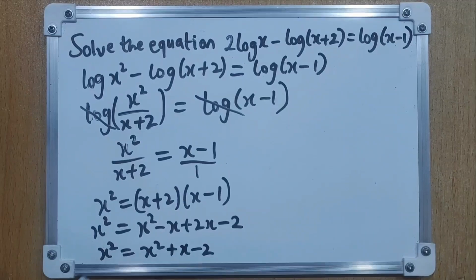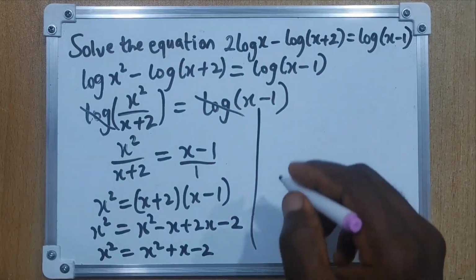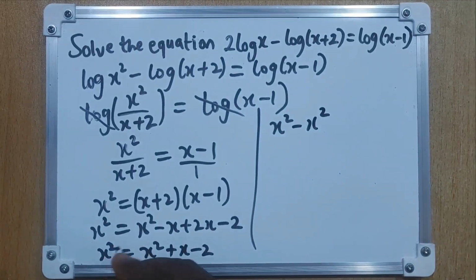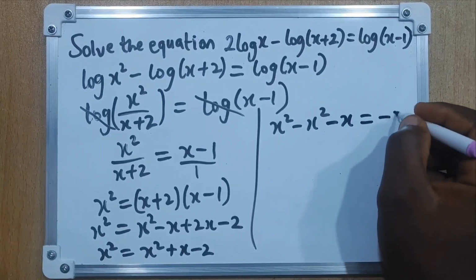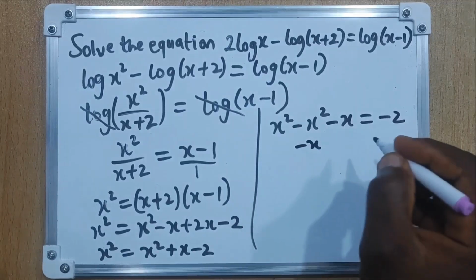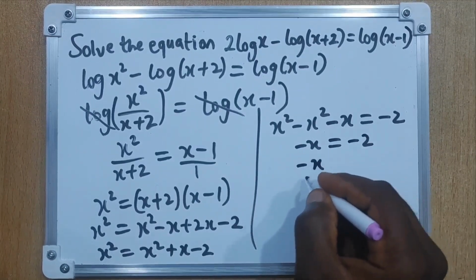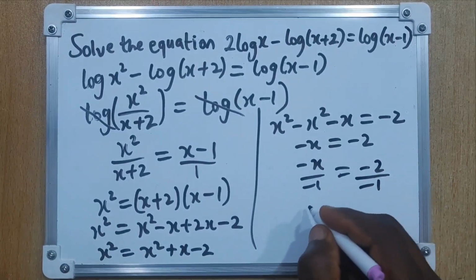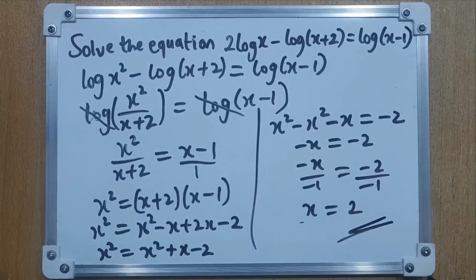Now if I bring all the terms that have x to the left hand side, I'm going to have x squared minus x squared, because this is coming to the left hand side, then again minus x equals minus 2. I know that x squared minus x squared will be 0, so I'm left with minus x equals minus 2. I can divide both sides by minus 1, and my answer is 2. So the value of x is positive 2.